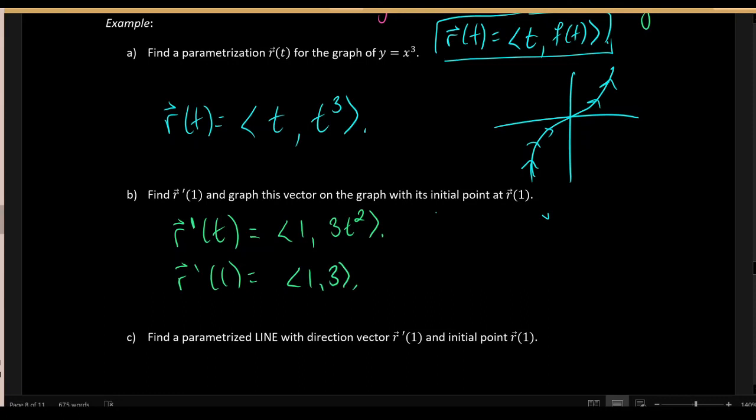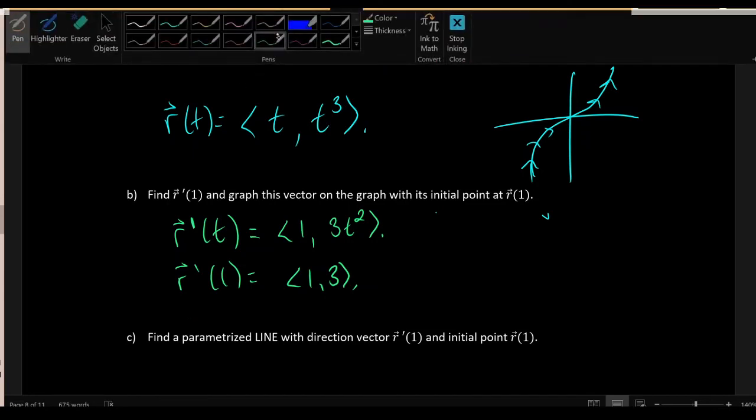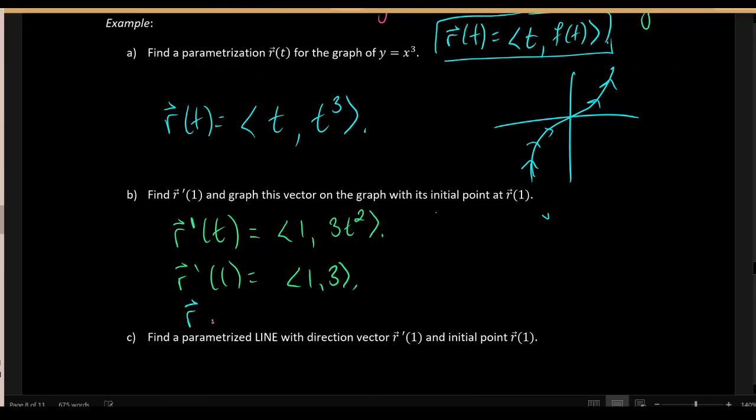Now they want us to graph this vector on the graph of the function where the initial point of the vector corresponds to the object's position at that time, which is given by the output of the original function. So let's grab that information real quick. The output of the original function at time 1 is 1 and 1 cubed. So that's that point right here, 1, 1, right here on the graph.